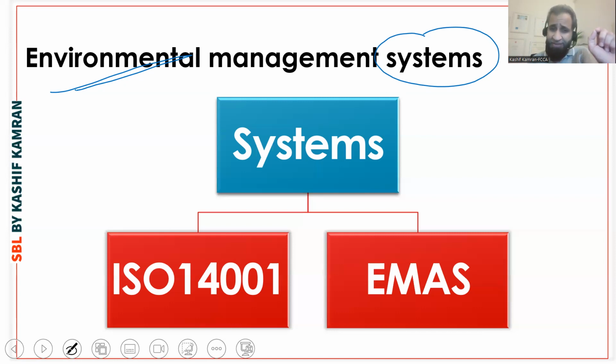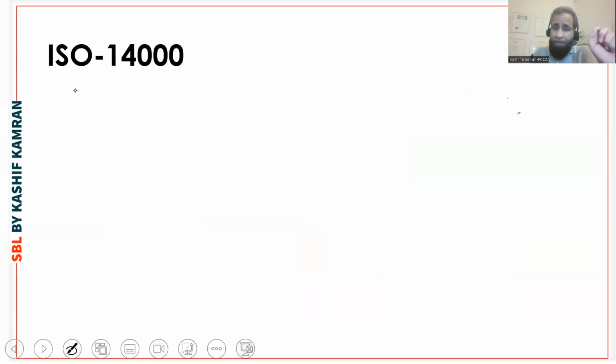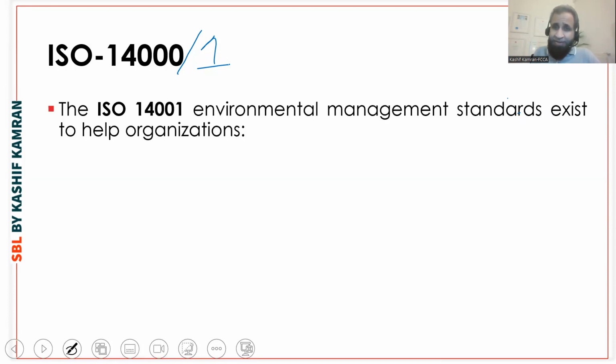So let's first see the ISO 14000. What are the key expectations of ISO 14000 if you're implementing that as a system in your organization for environmental management? In terms of ISO 14000, which is a broad series, we are covering ISO 14001 as part of that series. The series itself is known as ISO 14000, but we are dealing with the ISO 14001 standard in the SBL paper. The ISO 14001 environmental management standards exist to help organizations.